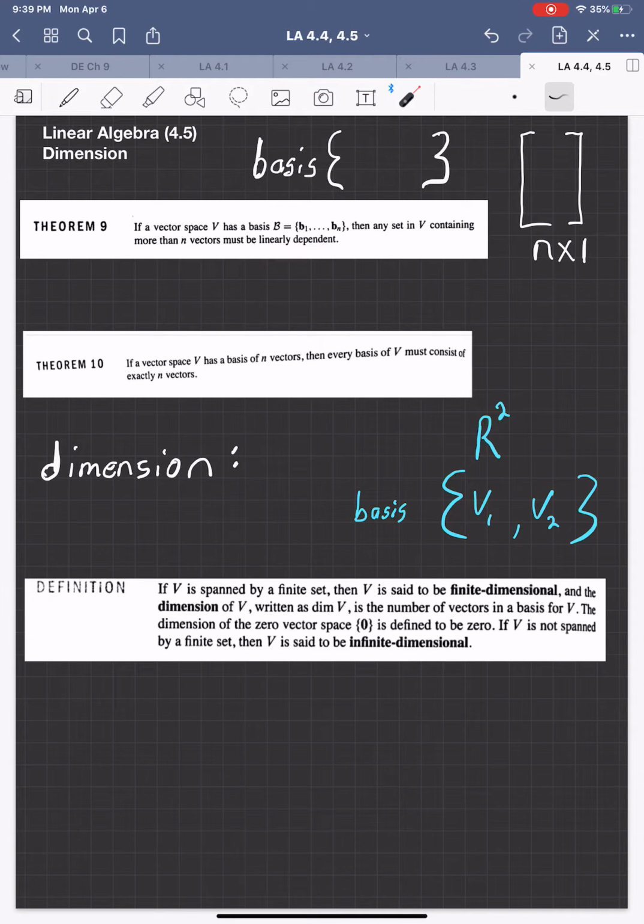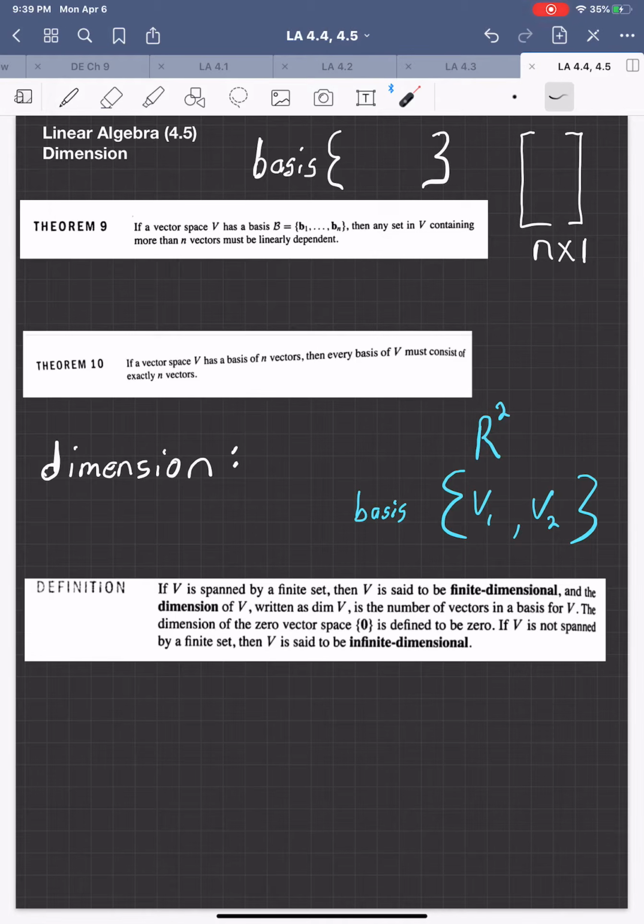You could think of it as, once I throw a third vector in there, I'm going to have free variables. If I have free variables, then I can take my homogeneous equation and have solutions other than just the trivial solution, other than just choosing scalar weights of 0. That's the idea, okay?